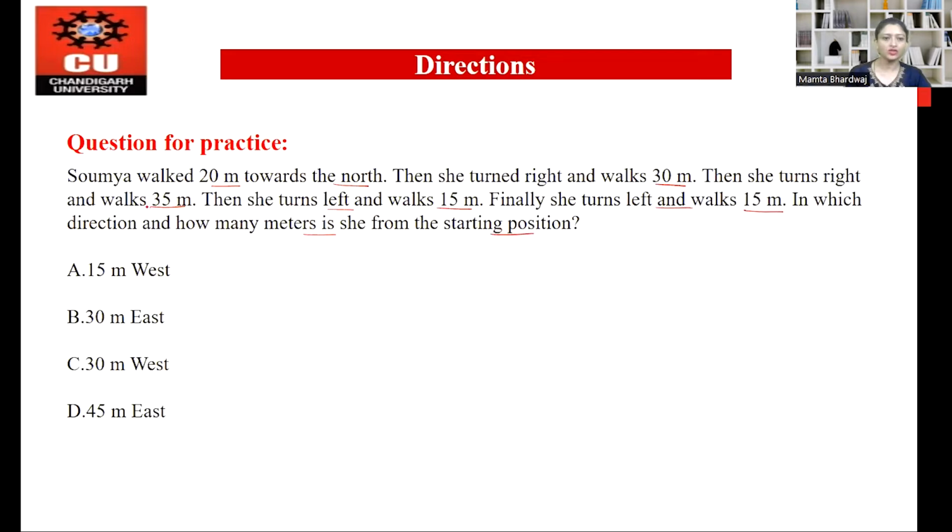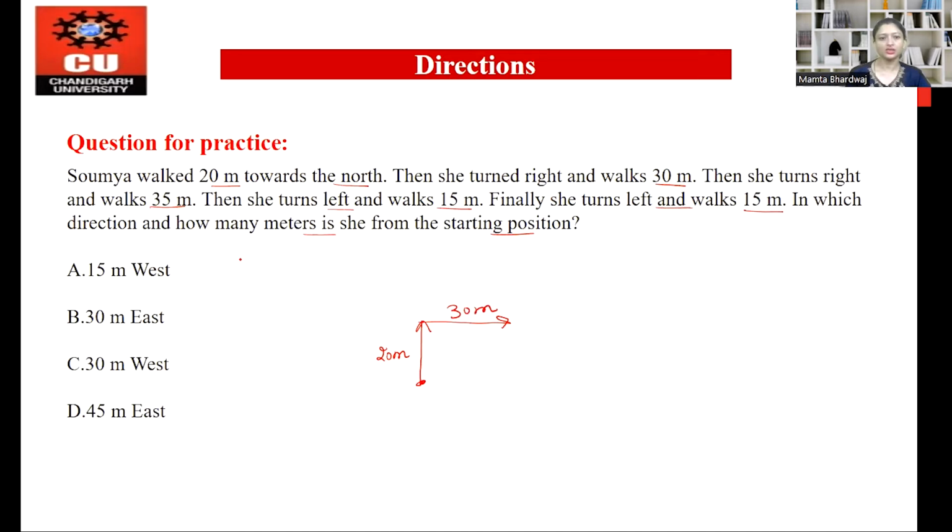So first of all, Soumya walked 20 meters towards north. So this is the north direction and 20 meters towards north. Then she turned right and walked 30 meters. So your right becomes Soumya's right because initially she is facing north, and she walks 30 meters.